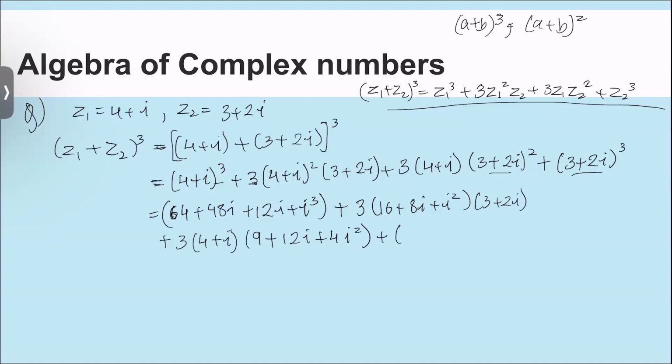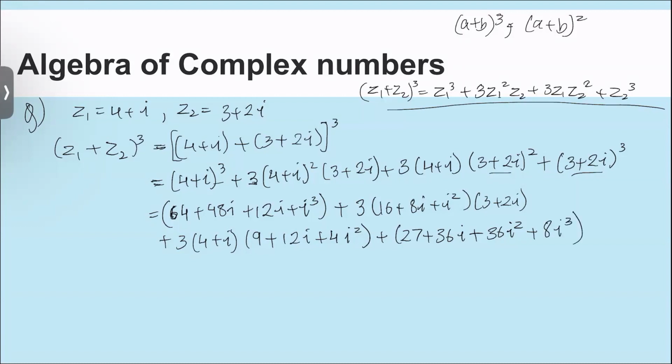So you will have 27 plus 36i, and then plus 36i squared, and you will have 8i cube. Okay, you have 8i cube over here.